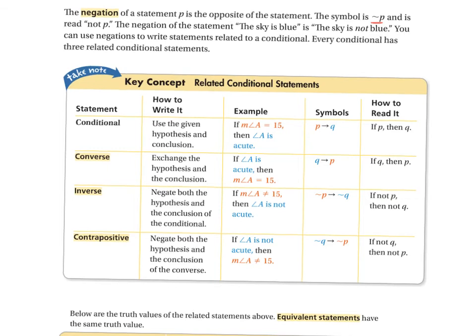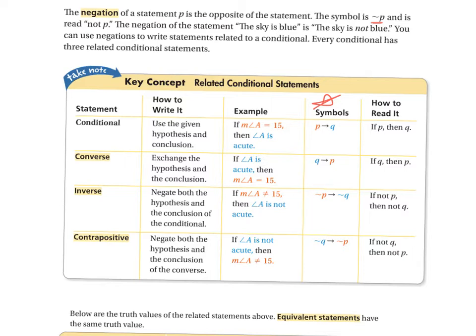This whole little chart right here is something that I would screenshot so you can reference it when you're doing your homework and you can study it. A conditional is just what we've talked about. It's the if-then. I'm going to be looking at the second to last column, the symbols column, because that kind of helps me. So if P, then Q.